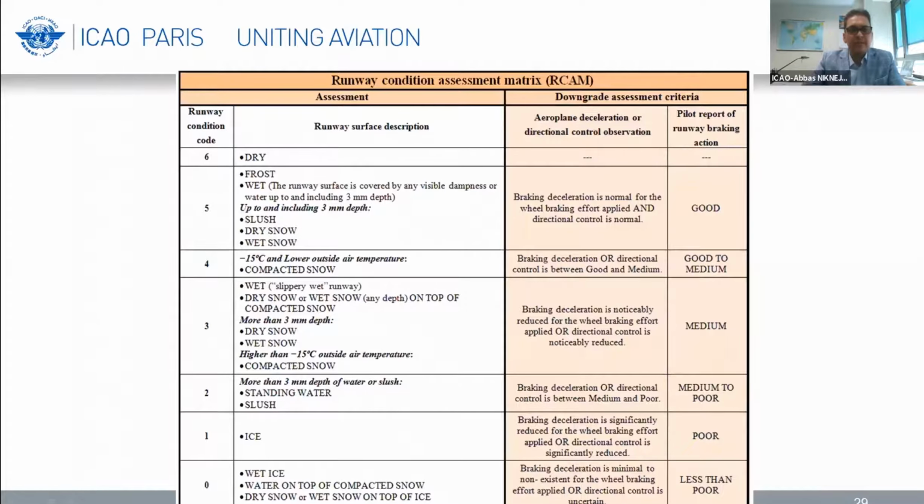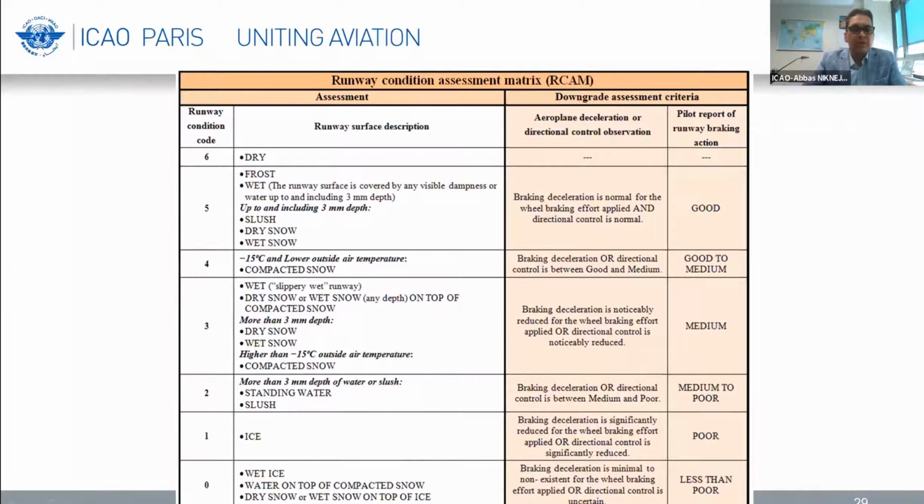So when it's 6, it means that runway is dry. It's the best condition. Then if there is some frost or runway is wet, or 3 millimeters or less of slush, dry snow, wet snow, it should be reported as 5. So AIS is not the one who actually reports it. AIS will receive it from aerodrome operators, and they have techniques for assessment. It's an assessment. Then 4 is compacted snow when outside temperature is -15 or lower.